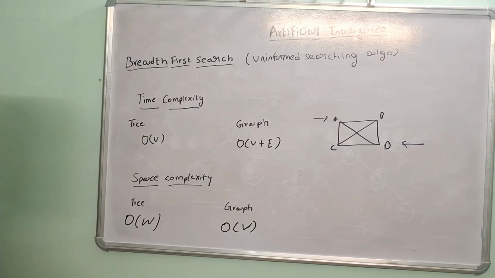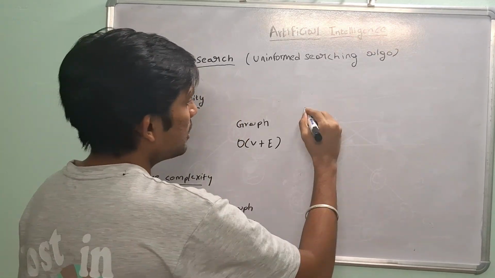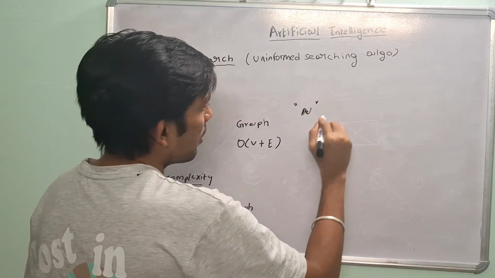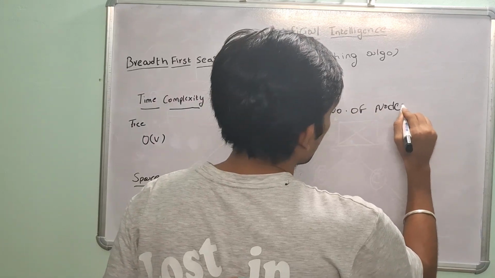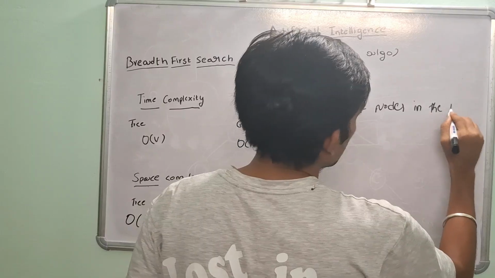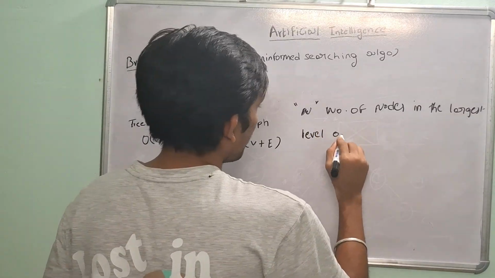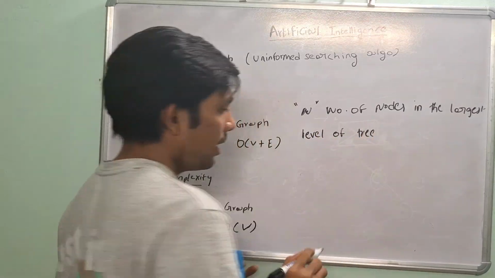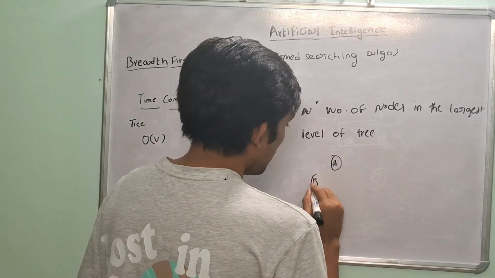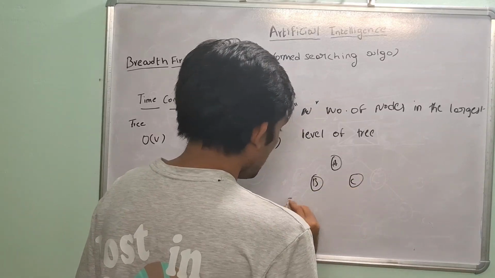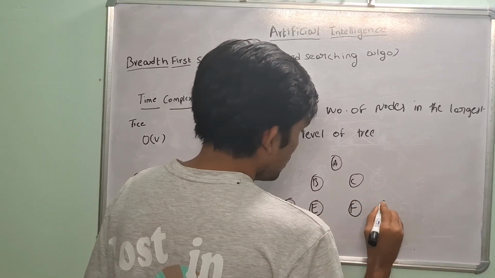And space complexity. When we see the space complexity in the case of a tree, it is order of W. Here W means width, or the number of nodes in the largest level of the tree. Let us consider a small example. So A, B, C, D, E, F, and G.